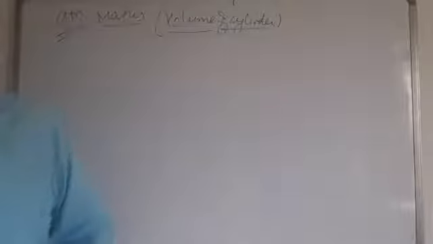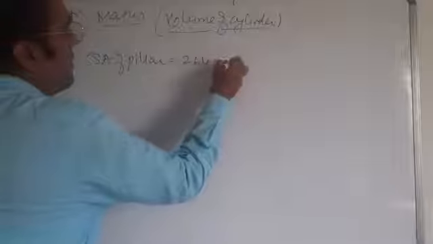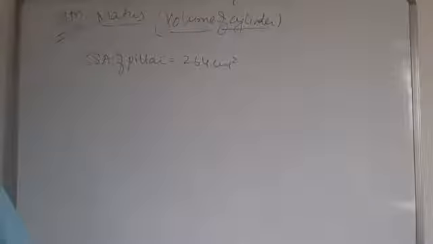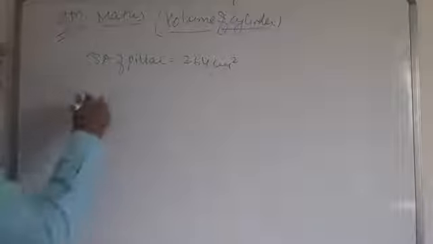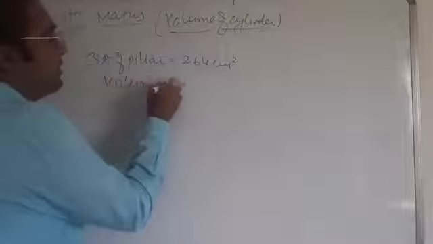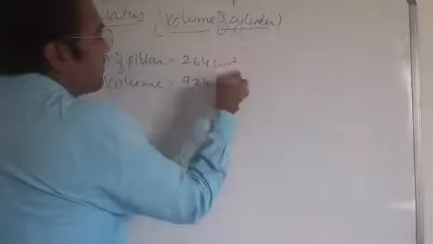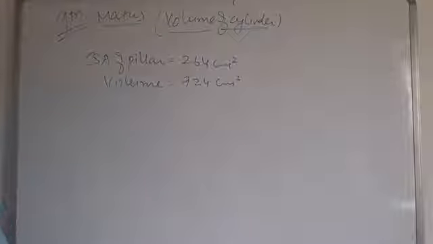Now my last question is that volume and surface area, both of them are given. The curved surface area of the pillar is 264 centimeter square, and the volume is 924 centimeter cube. Now we have to find the diameter and height of the pillar.